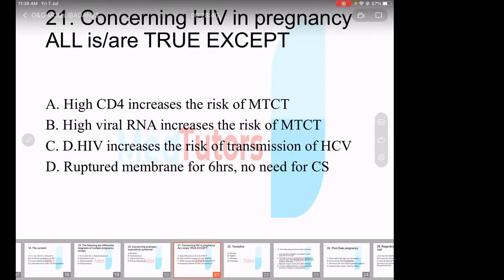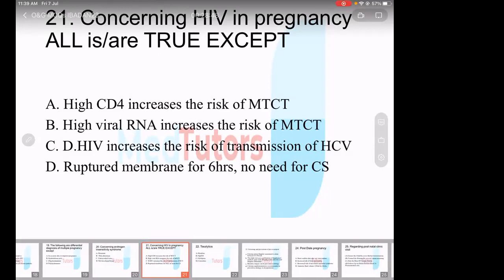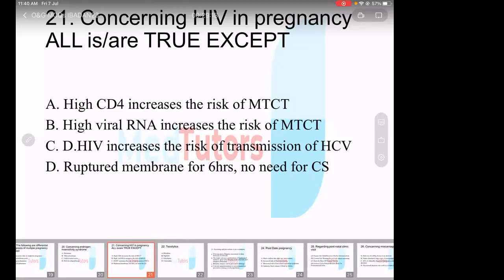Then C, HIV increases risk of transmission of HCV. This is also correct because they are immunosuppressed, so they are at risk of other infections. Then D, when the membrane has been ruptured for 6 hours, there is no need for cesarean section. Yes, it has to go longer, 12 hours, for you to start considering cesarean section in HIV positive women. So the wrong answer here is, of course, A, because high CD4 count will decrease the risk of mother-to-child transmission, not increase the risk.